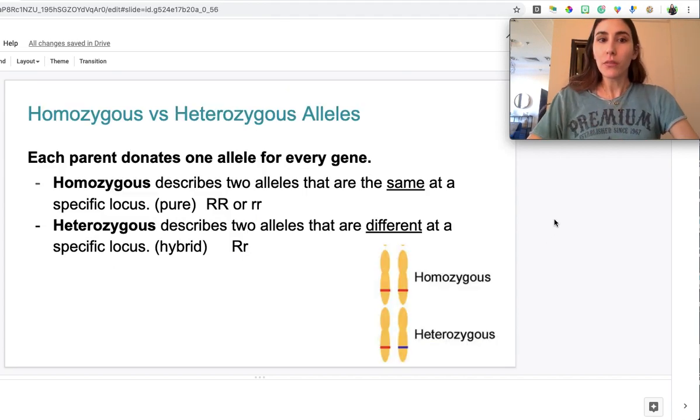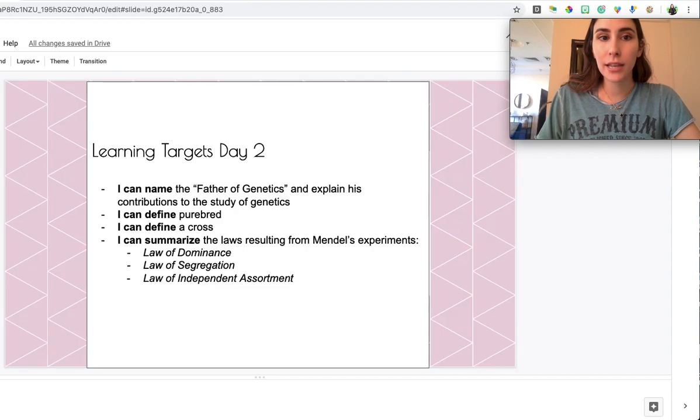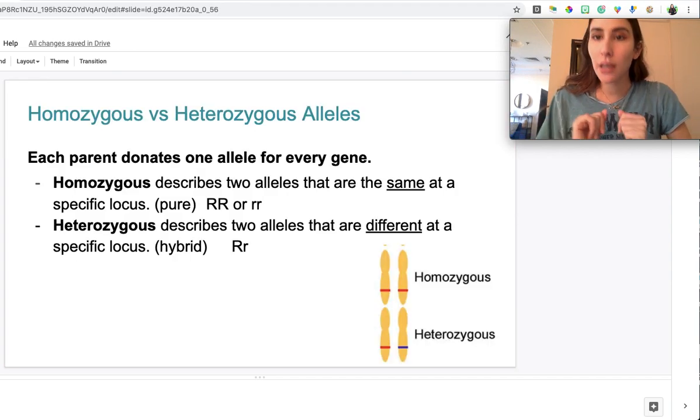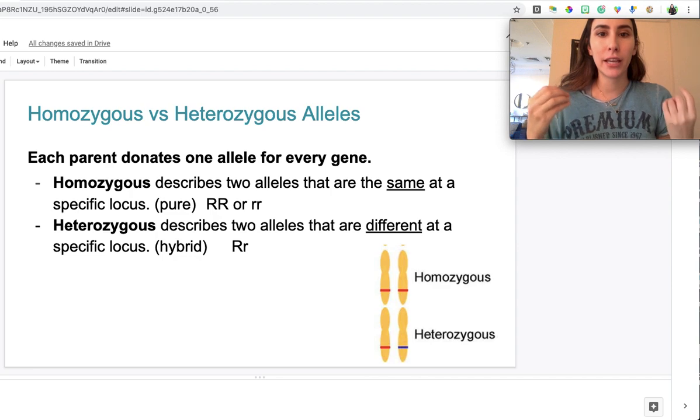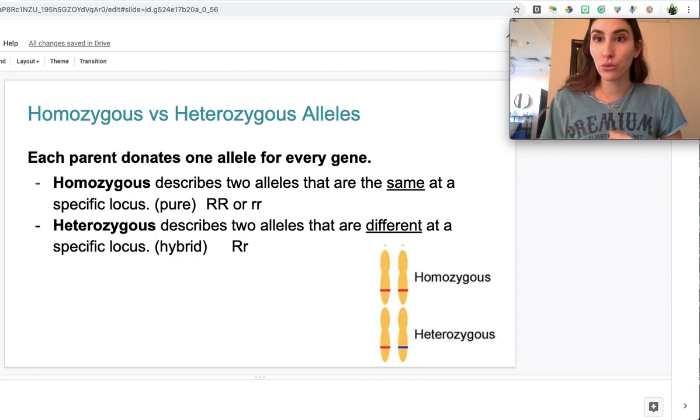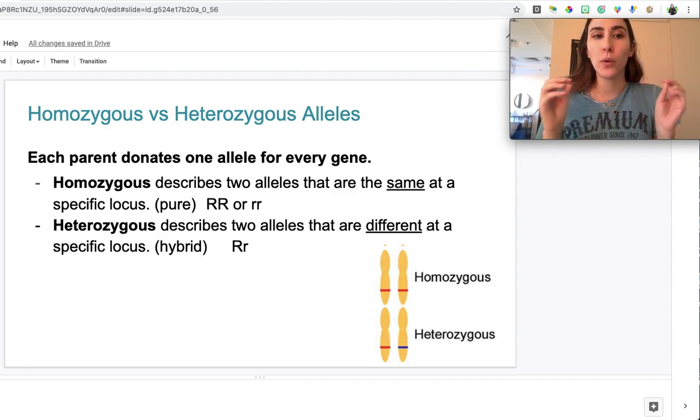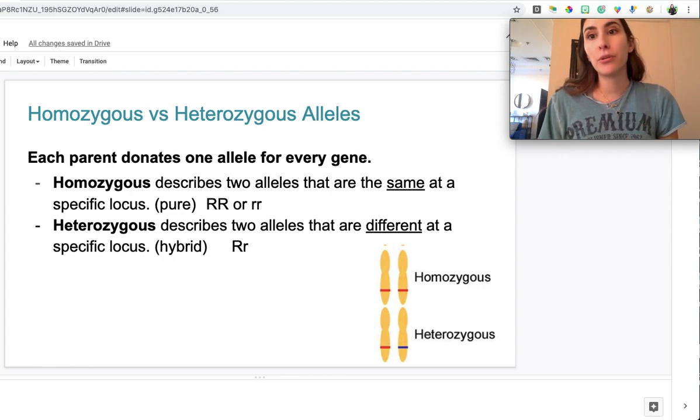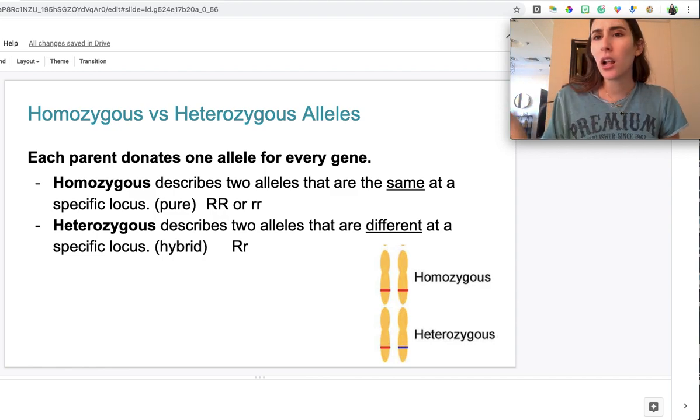So the last thing I want to talk about is another kind of terminology that we need to get used to using, and it is the terms homozygous and heterozygous. Right away, we know that the prefix homo means same, and the prefix hetero means different, and we already talked about that in a lot of words and terminologies that we've discussed in the past.